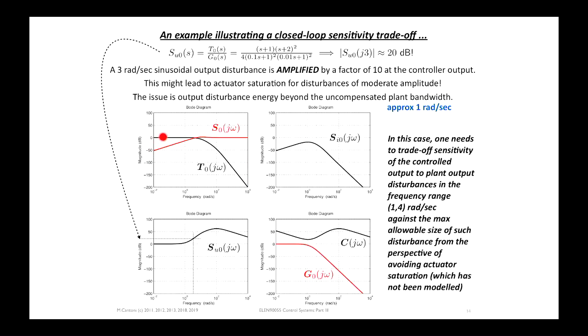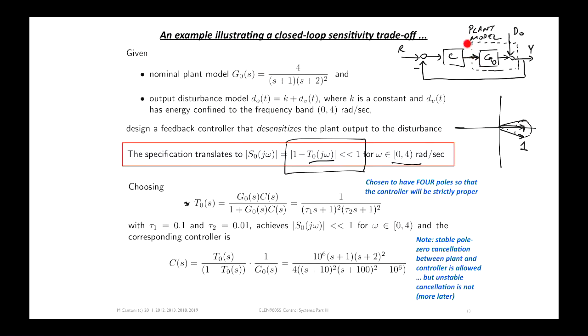So where T has magnitude 1, S will be small, assuming that the phase of T is also close to 0. And where T is small, S will be 1. So they always add up to 1. This is the input sensitivity function for the controller that was designed on the previous slide. And this is telling us how sensitive the output signal is to an input disturbance. But we don't have an input disturbance, so we don't really care about that transfer function in this case.